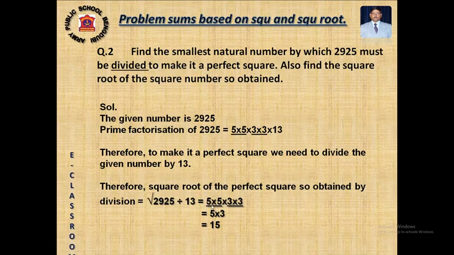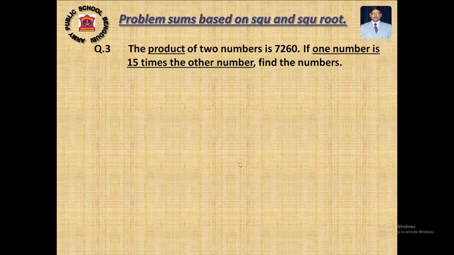So what will be the remaining factors? 5 into 5, 3 into 3. When the root sign is removed, I will be getting 1 5 and 1 3, that is 15. So after dividing by 13, the number will be a perfect square number, and the root of that perfect square number will be 15. Clear? Now next number.